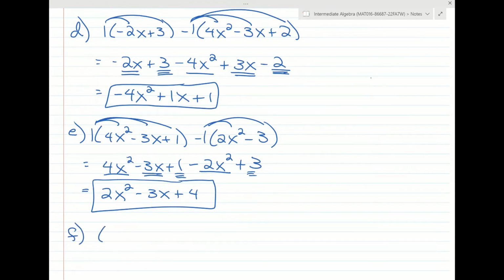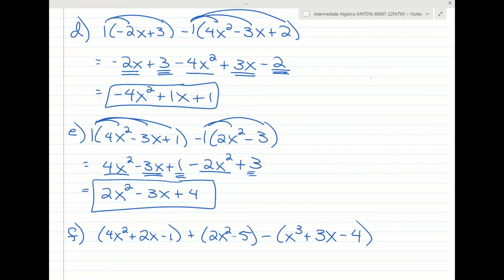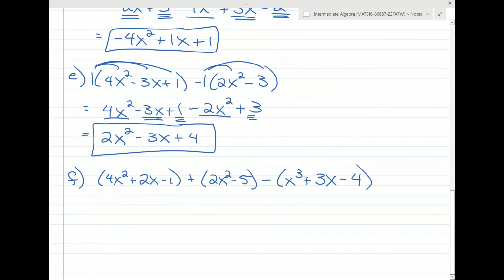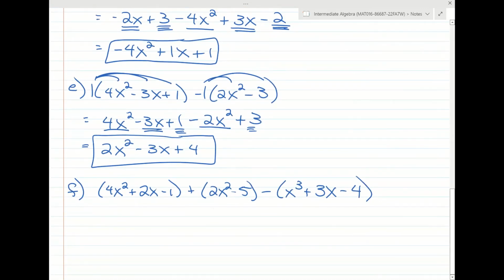How about 4x squared plus 2x minus 1 plus 2x squared minus 5 minus x to the third plus 3x minus 4. So just kind of piggybacking off of that question, it's not really like we're adding and we're subtracting different polynomials. We'll distribute the number in front of the parentheses. These numbers are called scalars, by the way.